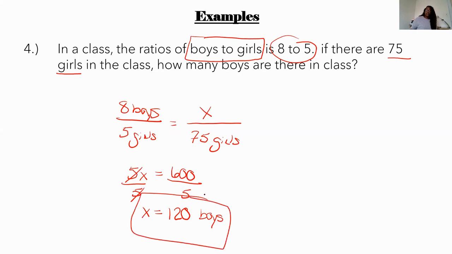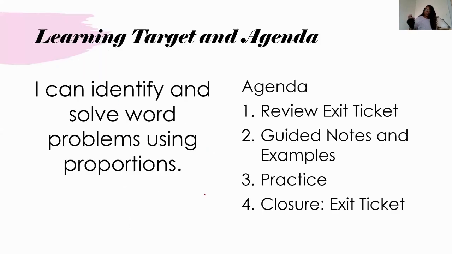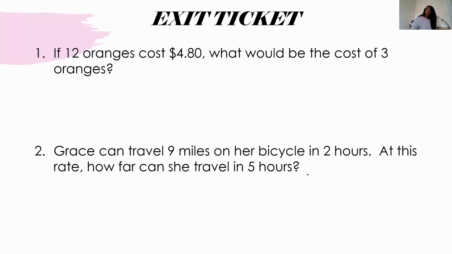All right. So taking a look at our learning target, I can identify and solve word problems using proportions. Yes, you can. You didn't think you could in the beginning, but that's what you did. High five. Whoop, whoop. All right. Then we're looking at the agenda. So we did the review of the exit ticket. We looked at our guided notes and examples. We did a couple of practice problems. Now let's get with that exit ticket.